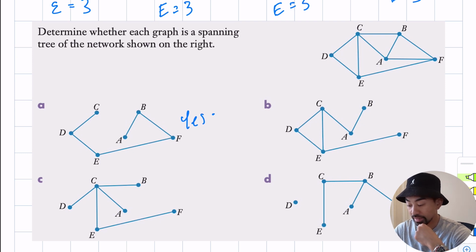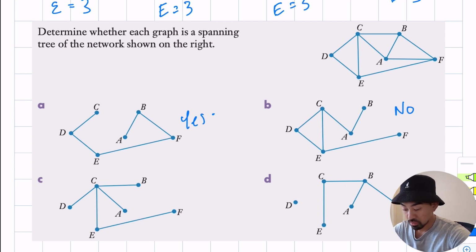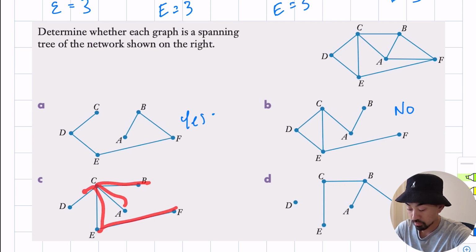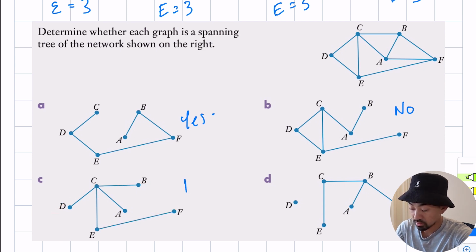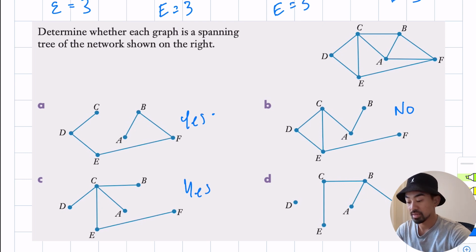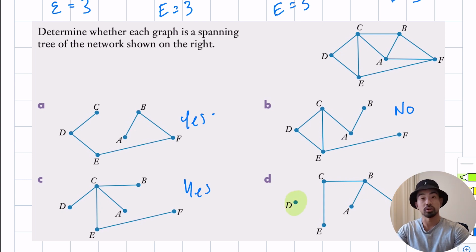Now B, straight away I can see I've got myself a cycle here, so no, this won't be a spanning tree. Okay, C, is it a spanning tree? So I don't see any cycles, and it looks like all my vertices are also connected. So that is a yes. And then lastly, you can see clearly that D is not connected, so this won't be a spanning tree.